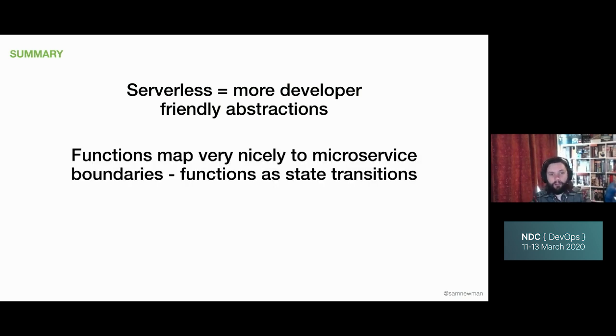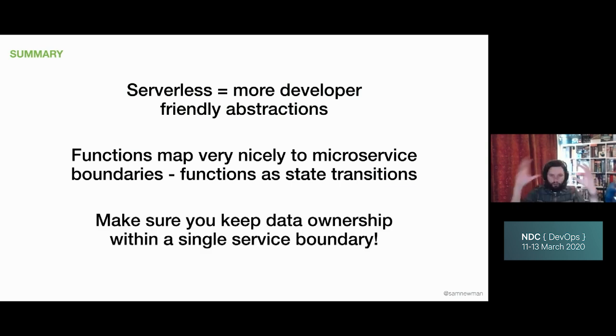Functions can map really nicely to microservice boundaries. You can have a one-to-one mapping from a microservice to a single function. If you want to break it down further, you can go from the aggregate to function. If you want to go even further again, you can go from the state transitions of an aggregate down to a function as well. But if you're going to start having lots of functions, still have this overarching idea of a collection of functions that work closely together, keeping data ownership within that sort of logical service boundary.